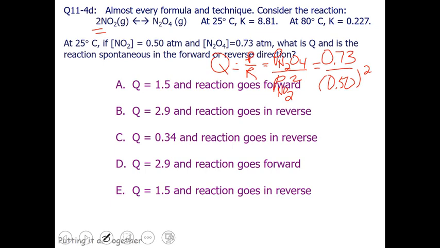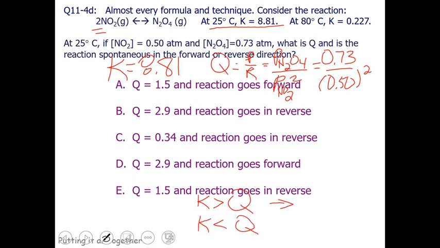The other question we need to ask is, does the reaction go forward or in reverse? Well, let's compare Q to our K value at 25 degrees Celsius. K is equal to 8.81. So I hope you remember, if K is greater than Q, the reaction goes forward, and if K is less than Q, the reaction goes in reverse.